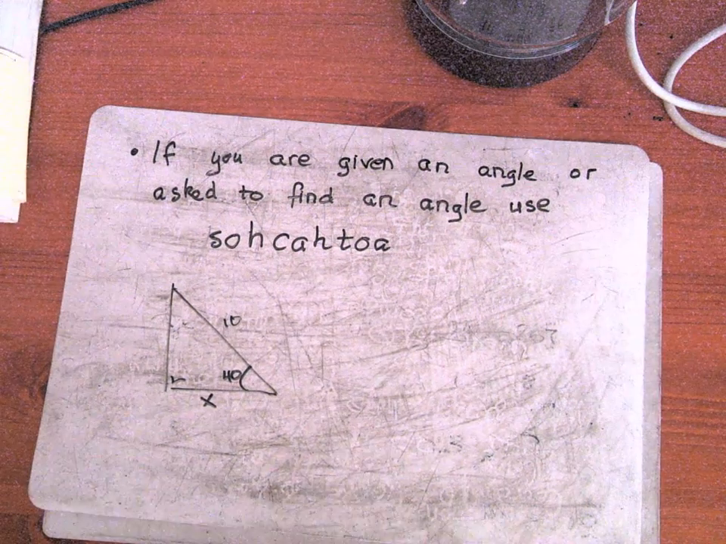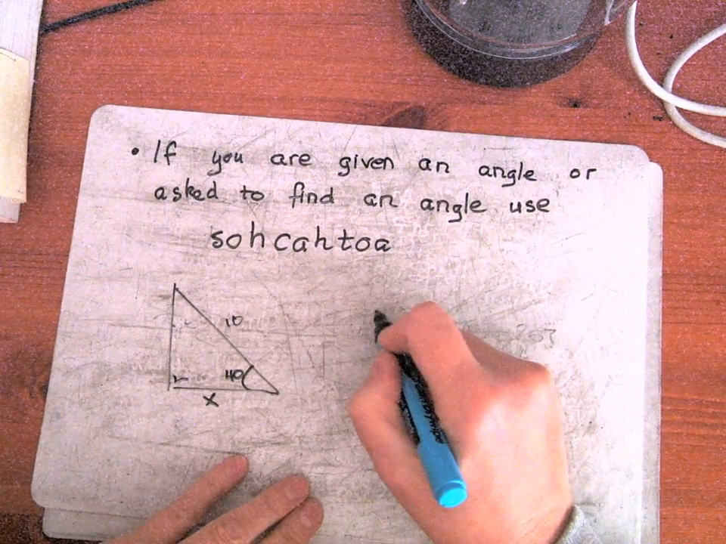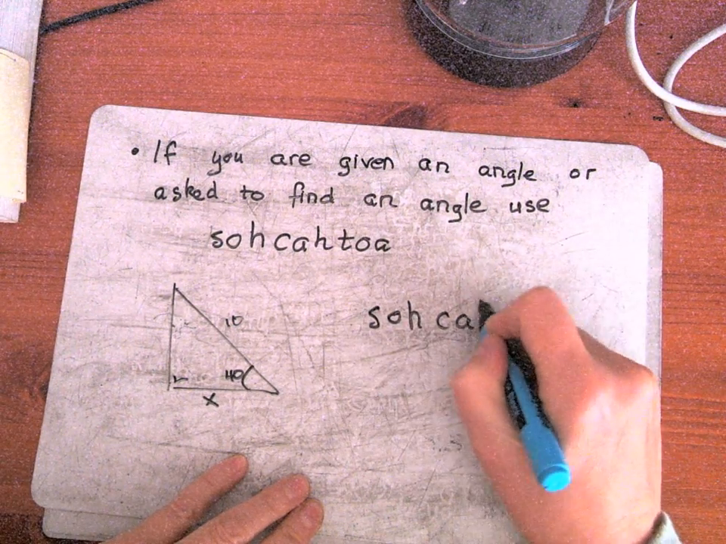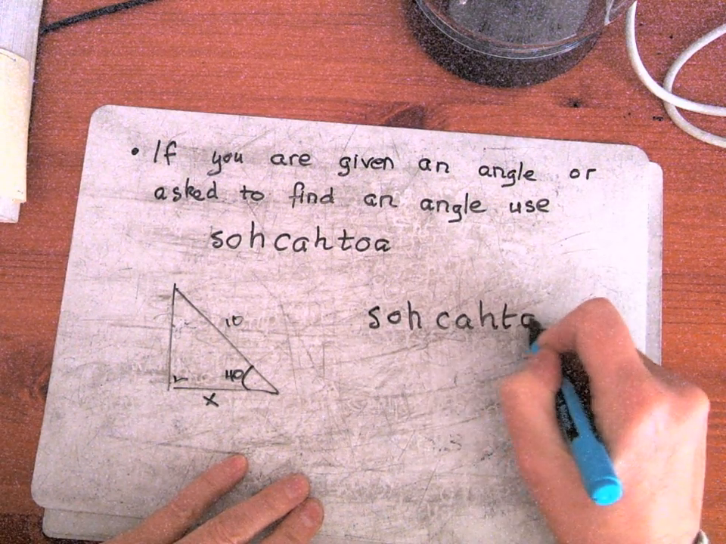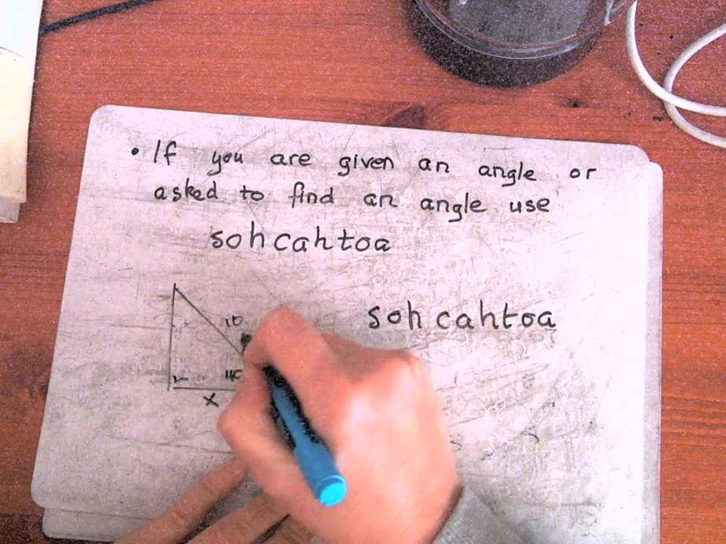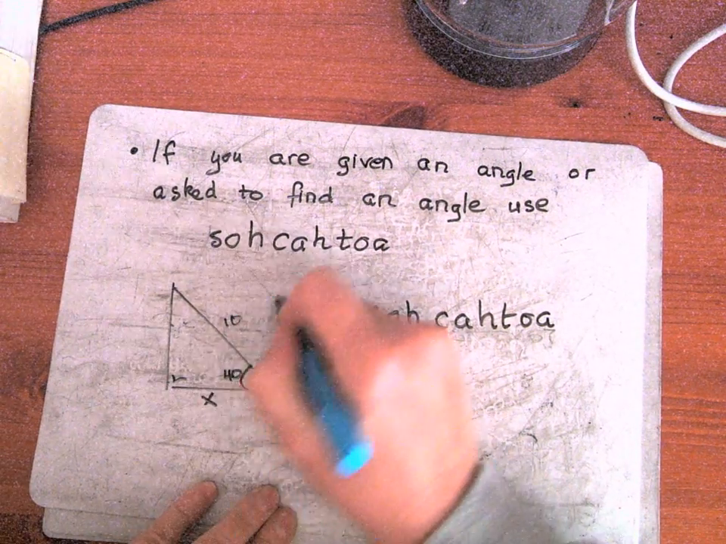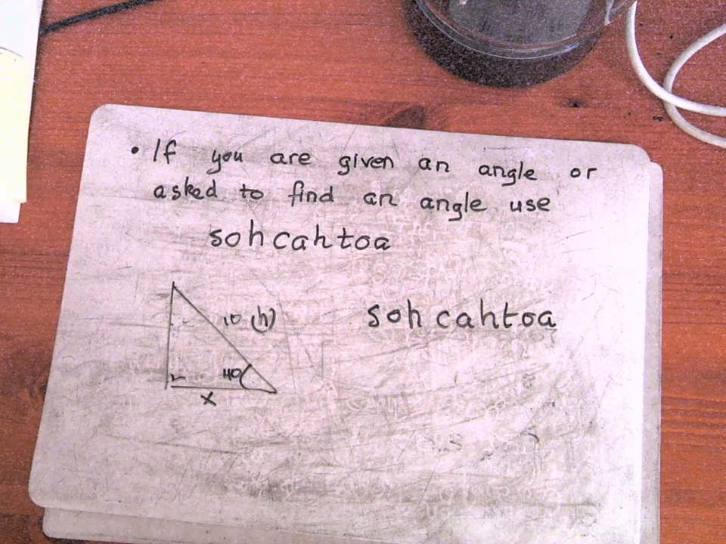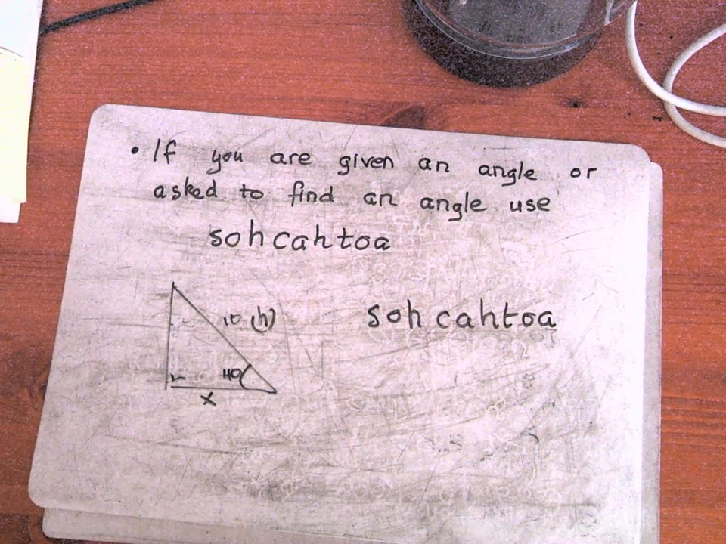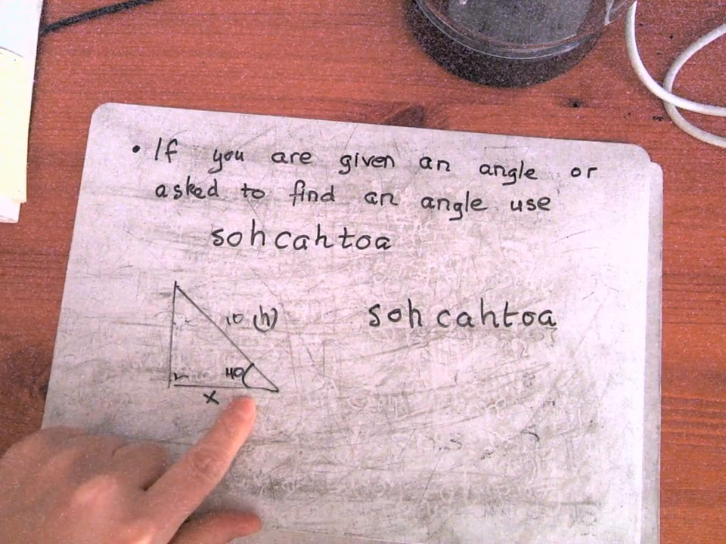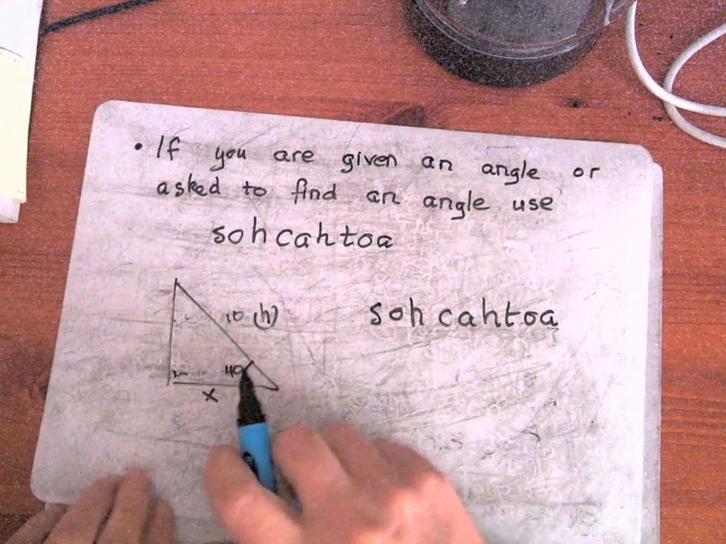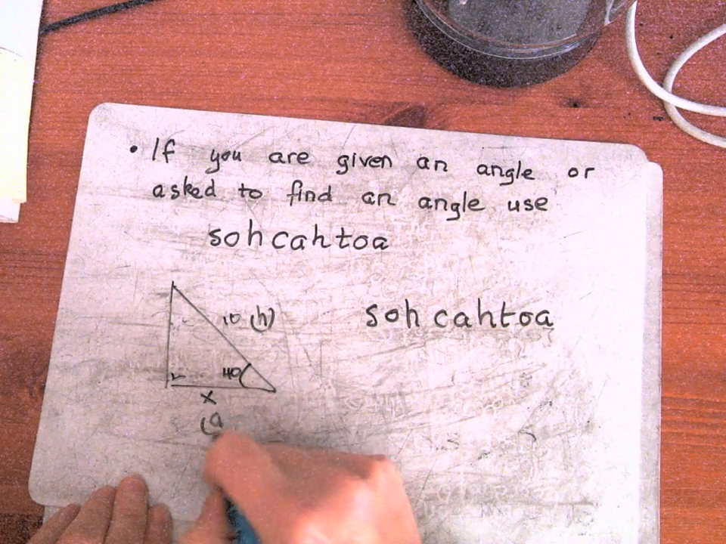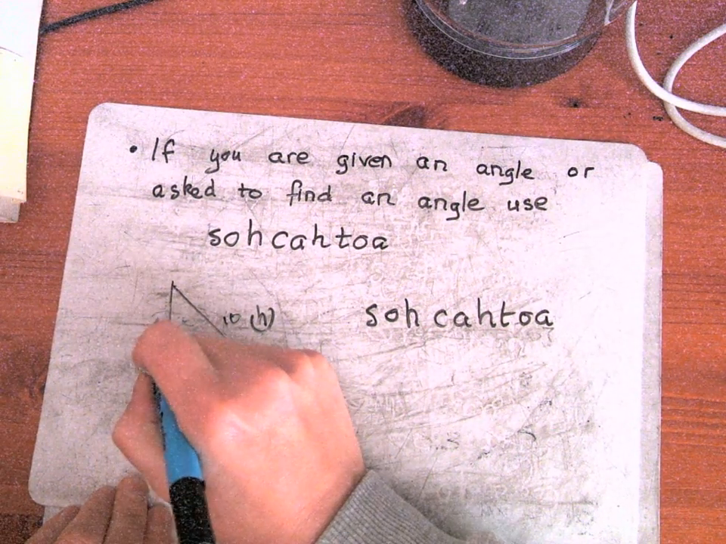Now, before we get to what SOHCAHTOA means, let's label our triangle. So remember, the hypotenuse never moves. The hypotenuse is always straight across from the right angle. The opposite and the adjacent depend on which angle you're talking about. So in this case, the 40 is here. Adjacent means beside, so x is beside, so this is the adjacent, and this line is opposite.